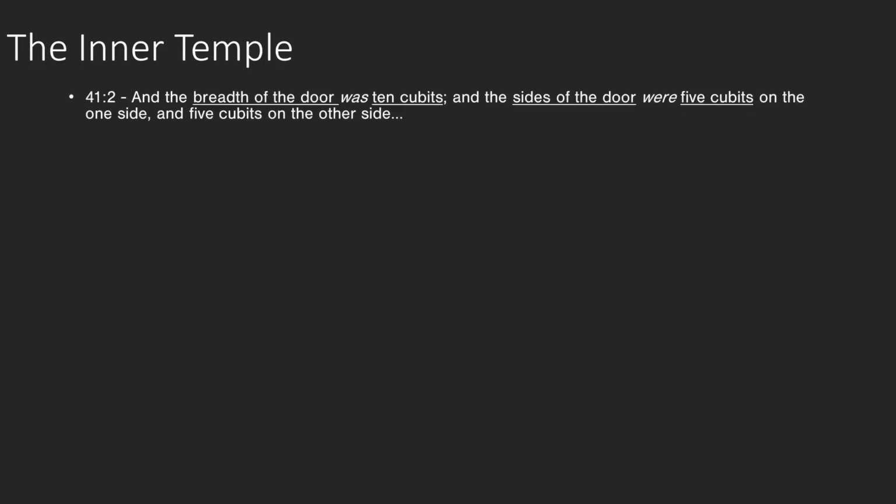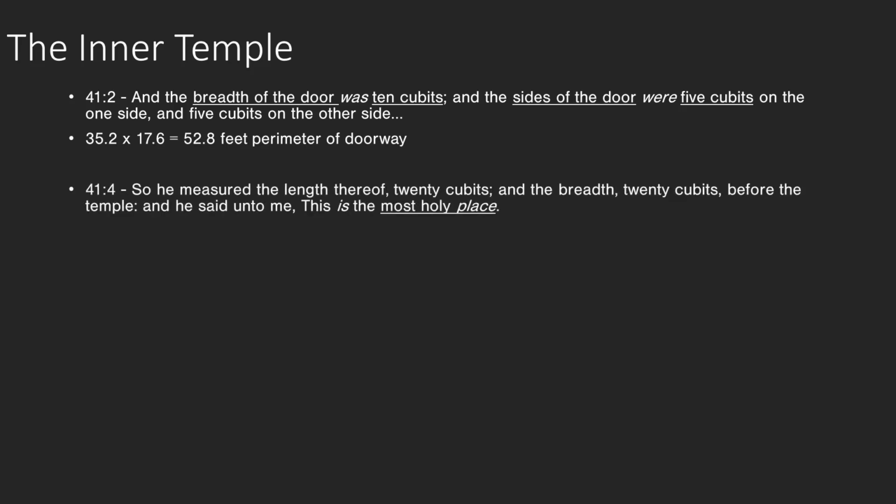Going now into the temple, and the breadth of the door was 10 cubits, and the sides of the door were 5 cubits on the one side and 5 cubits on the other side. That gives us a total perimeter in feet of 52.8. There's our human pace number again. So he measured the length thereof 20 cubits, and the breadth 20 cubits, before the temple, and he said unto me, This is the most holy place.